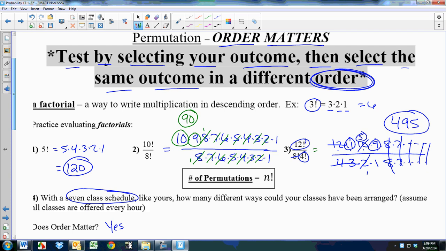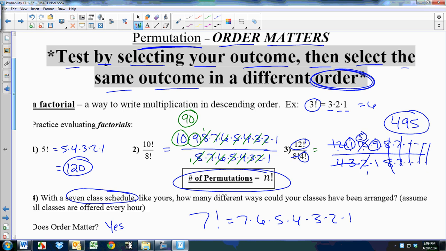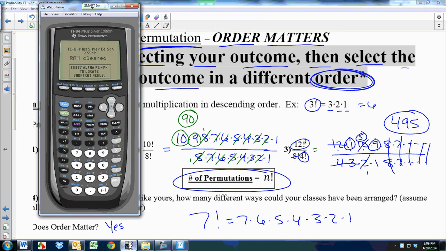And if order matters, it's a permutation. You count permutations using n factorial if you're going to use all 7 classes, which you are in this example. So 7 factorial, 7 times 6 times 5 times 4 times 3 times 2 times 1, which gives you 5,040.